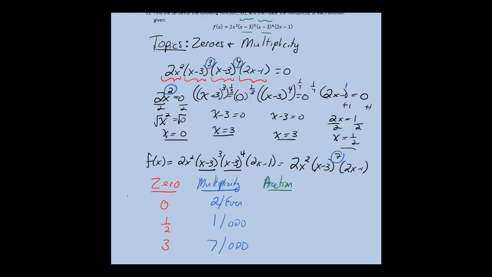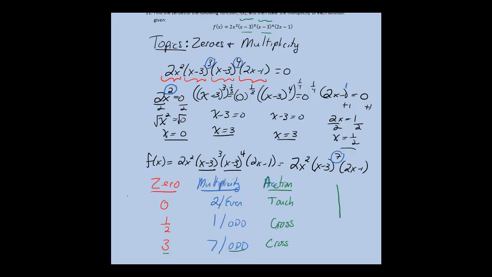The action here at 0, the graph will just touch. If the multiplicity is even, the graph will touch the axis and bounce off. It's tangential. If that 0 has a multiplicity that's odd, the graph will actually cross the x-axis. And then here at 3, the multiplicity is odd, and therefore it will cross as well.